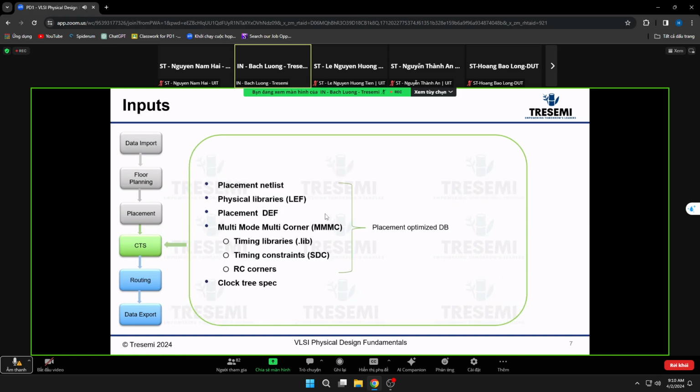Okay, the input to CTS basically is the DB from the placement, right? What they are is the optimized placement netlist, LEF, DEF, SDC timing constraints, and then the additional one to placement would be the clock tree spec. So this is what we need to create. Usually you save the placement as a DB and read that in, and then you add the clock spec. That will be the input to CTS. The clock spec basically is your clock tree targets. We'll discuss in detail what's in the clock tree spec.